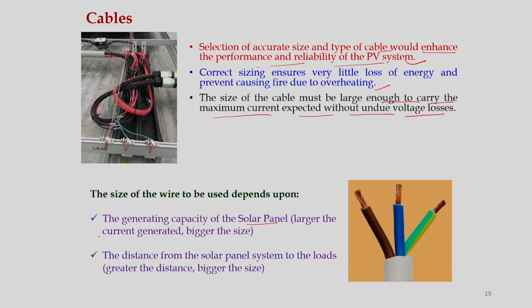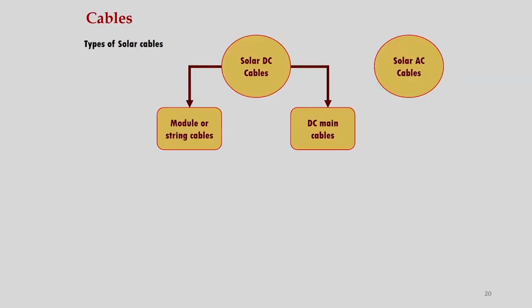So, this size also depends on these two factors: the generation capacity of the solar panel, and the distance from the solar panel system to the load. These are very important aspects because it involves a lot of cost if we are talking about a megawatt level power plant. Primarily, these cables are classified into two categories, DC cables and AC cables.